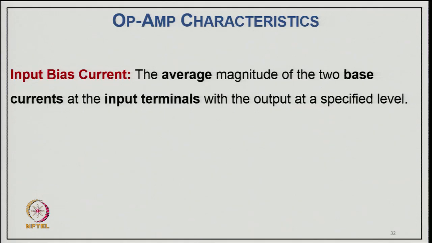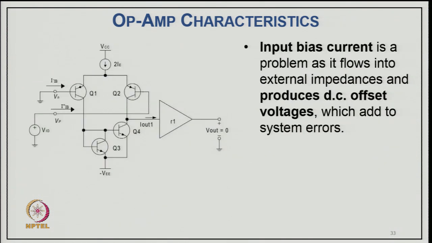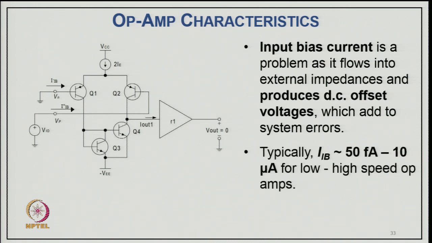Now, another term is the input bias current, the average magnitude of the two base currents at the input terminals with the output at the specified level, and we say IIB equals (IIB plus plus IIB minus) by 2. Here you can see the characteristic of this operational amplifier, with two differential inputs and the output shown here. Input bias current is a problem because it flows into the external impedance and produces a DC offset voltage, which adds to the system errors. Typically IIB is around 50 nA to 10 microampere for low and high speed operational amplifiers.